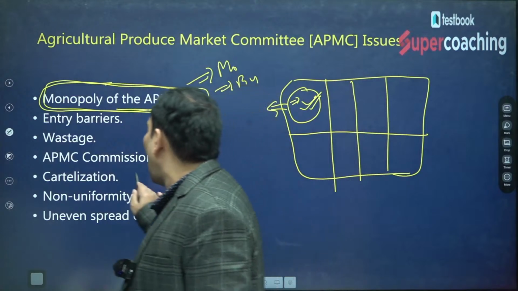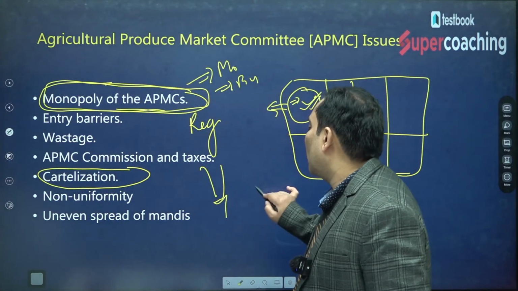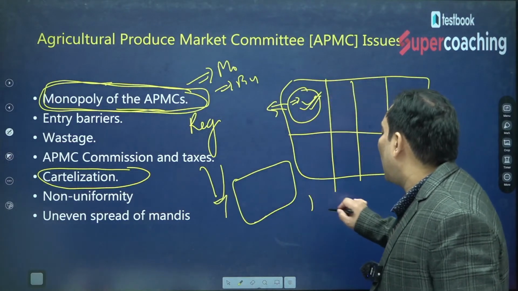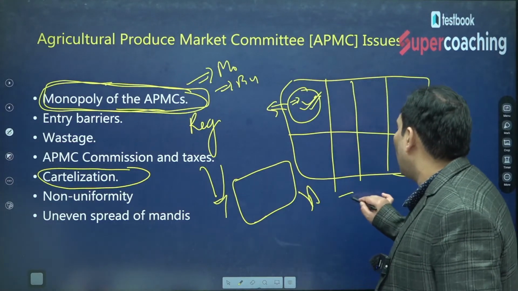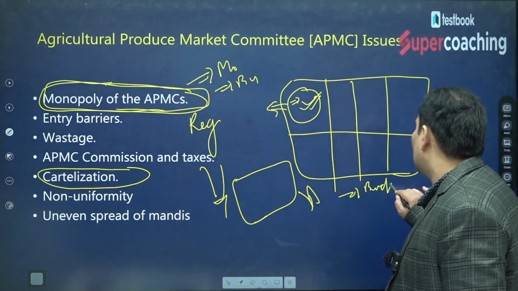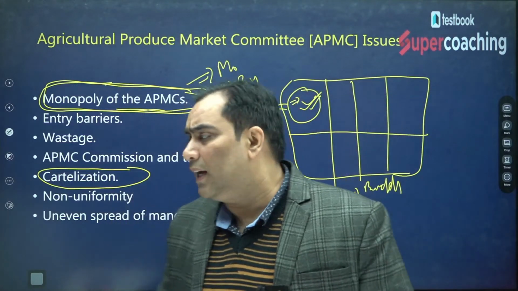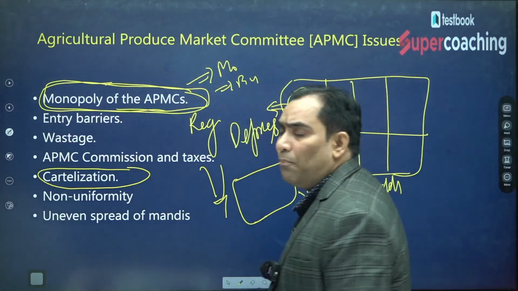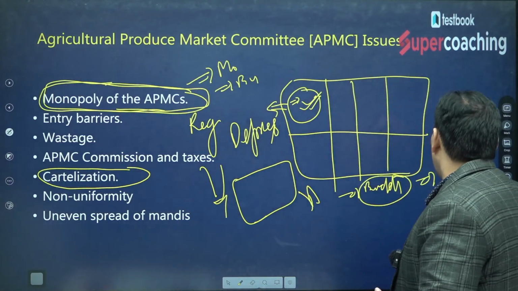So they made a cartelization. That means the registered buyers made a group and decided that they would depress the prices. They were deciding that we are not going to bid more than this. All the registered buyers made a group and decided that we will depress the prices of agriculture produce. How will they depress the prices? Because they will not bid more than a particular amount.